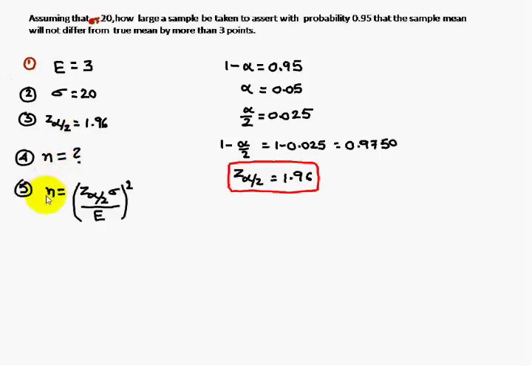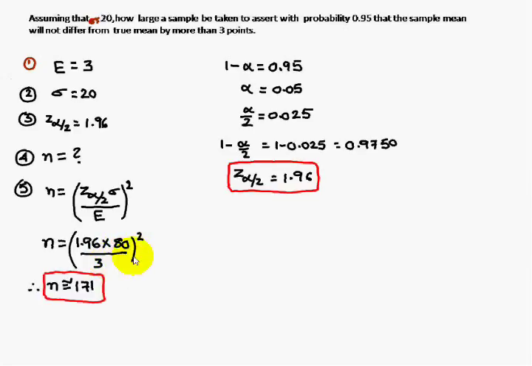The formula to find n is Z alpha by 2 into sigma by E, whole squared. That's why we found the Z alpha by 2. This is the way to find the Z alpha by 2 value. Therefore substitute all the values. Z alpha by 2 is 1.96, sigma is 20 and E is 3. If you do this, you are going to get n value approximately equal to 171.